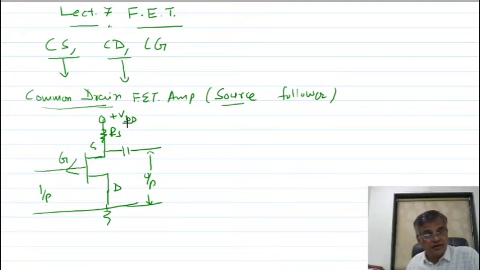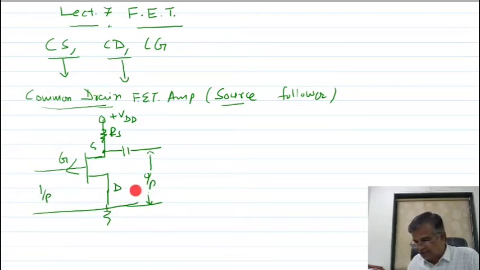So for a common drain amplifier, you can see the drain is common between input and output, and you are taking the output from the source lead. From this you are taking the output for a common drain amplifier. And the drain is common between input and output.